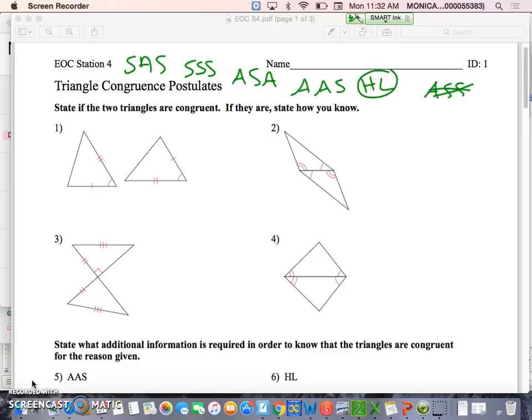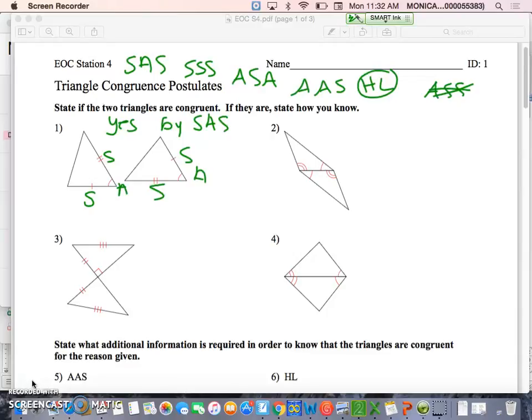I'm going to start here, and I'm just going to label what I have. And so I'm going to go around this direction. So here I've got a side, an angle, and a side. And here I've got a side, an angle, and a side. And so this would be yes by side, angle, side.